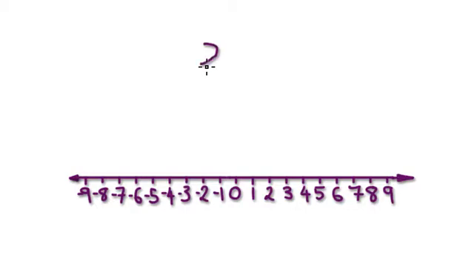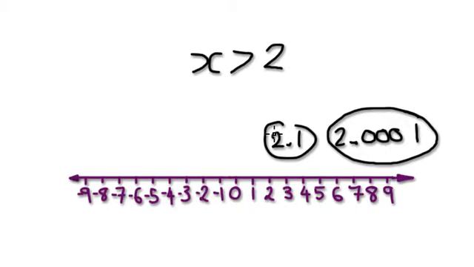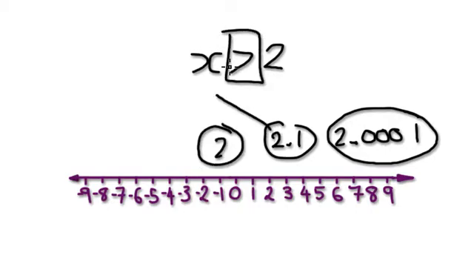But the thing is, with this sign here, x greater than 2, you see this is strictly greater than 2. So when you write x greater than 2, it cannot be 2. It can be 2.1, or it can be 2.0001. These are good, but it can't be 2, because it's saying that it has to be greater than 2. It cannot be 2.